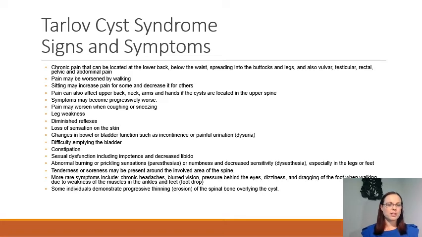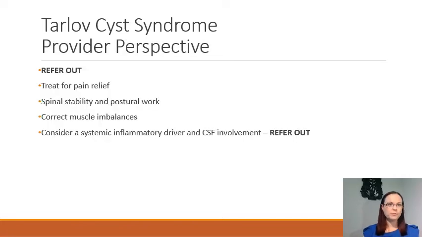And some can actually have progressive thinning or erosion of the bone that lies over the cyst as well on imaging. So again, a lot of these sound like tethered cord syndrome as well. So it's important to understand that there might be one or the other, or even both in some patients. And again, these patients are layered, but it's important to understand that this issue tends to be more problematic when there's an underlying connective tissue disorder present as well.